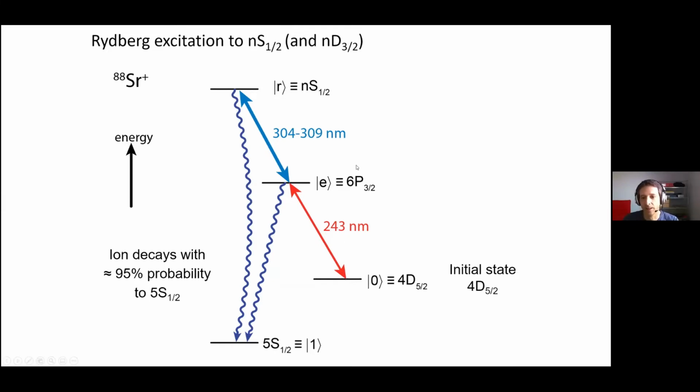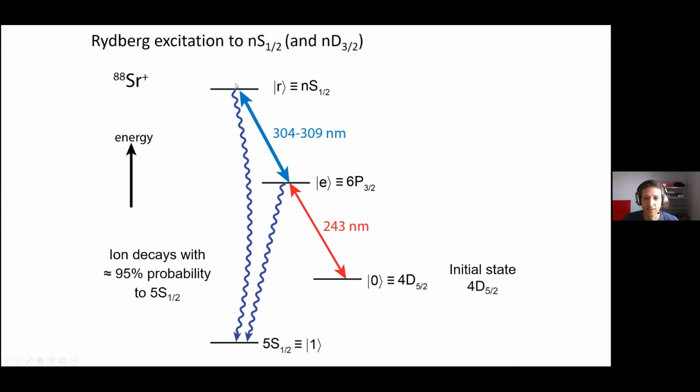So we go via the 6p3/2 intermediate state, excited first with a 243 nanometer laser, to this intermediate state, and from there we continue to a Rydberg state by a tunable laser that is tunable between 304 and 309 nanometers. In principle, from the 6p3/2 level with this laser, we can drive transitions to NS or ND levels. So these are the two energy levels of Rydberg states that we can directly access with this laser system.